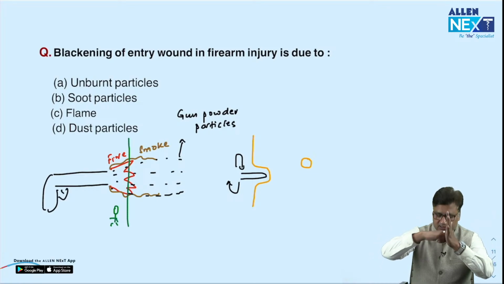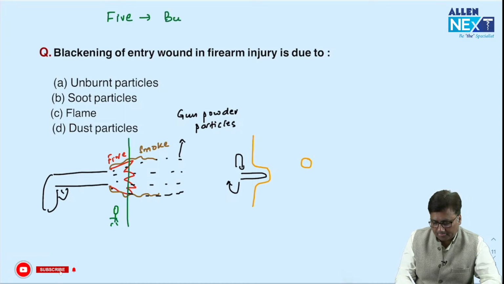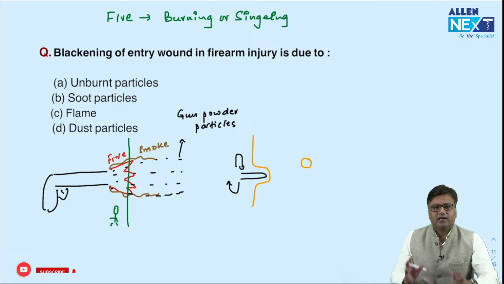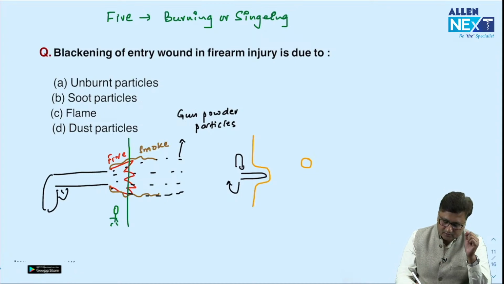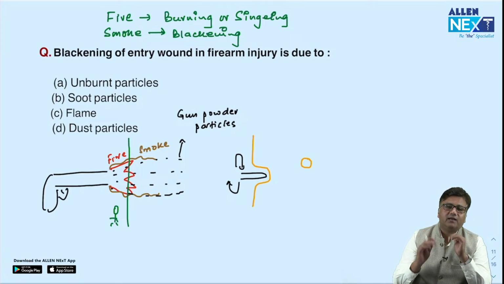Wherever fire impacts, it will produce burning or singeing, या तो जलाएगी या फिर वो झुलसाएगी. Wherever smoke will reach, it will produce blackening. अब blackening का मतलब क्या हुआ?